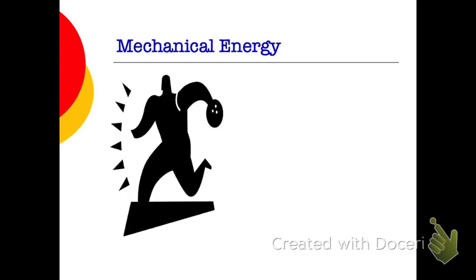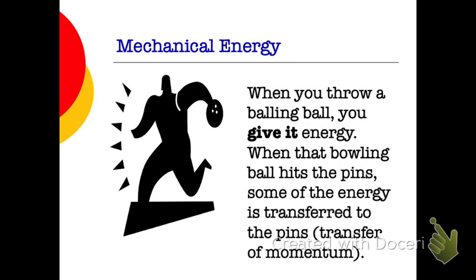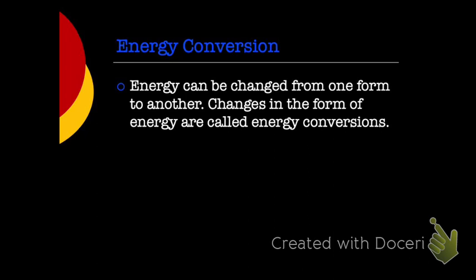Okay? When I throw a ball, you're giving it energy. When the bowling ball hits the pins, some of that energy is transferred to the pins, right? That's just what we were talking about. I gave the ball energy, and then the energy that's contained within that ball is then dispersed throughout those pins, and it knocks them down, right? And that's it. Okay? One form to another, those things are just called energy conversions, right?